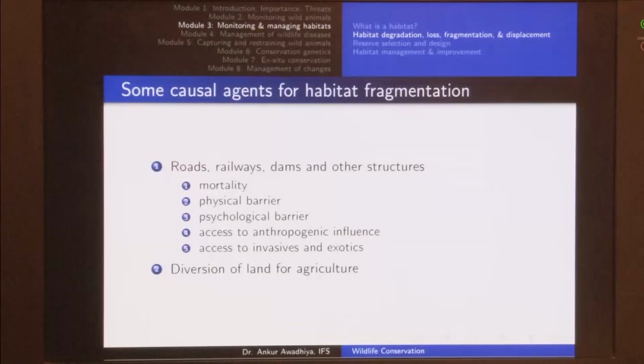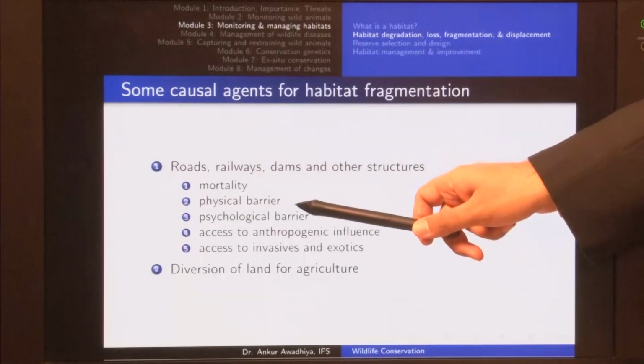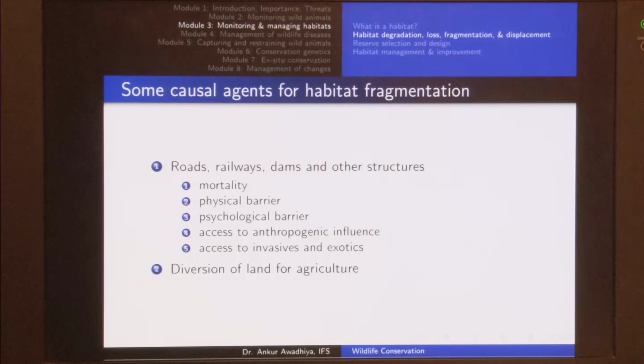So, what causes habitat fragmentation? Most of these factors are human made. We have things like roads, railways, dams and other structures. When we have a road or a railway, we observe quite a number of animals that die in accidents with automobiles. So, there is a huge mortality of animals in these areas, and also these structures act as physical and psychological barriers, because an animal is not used to seeing huge vehicles flying at fast speeds.